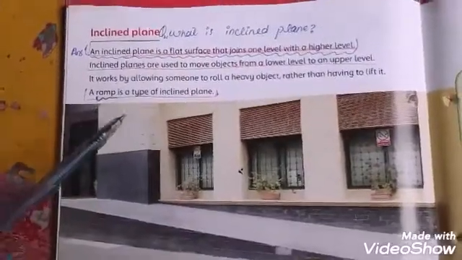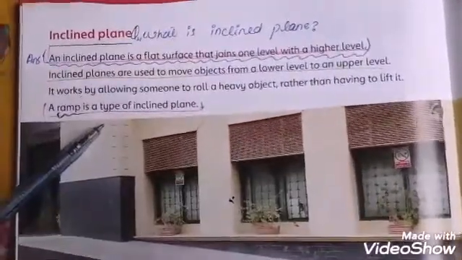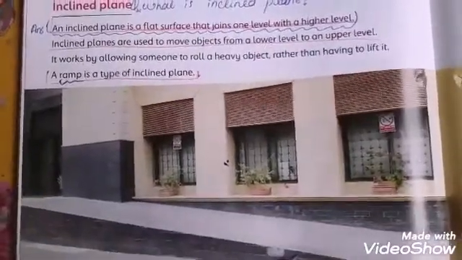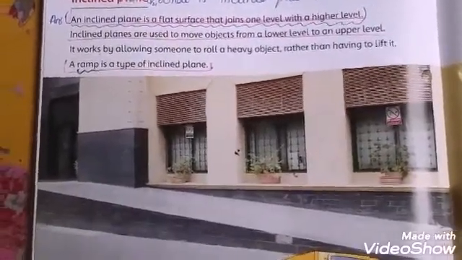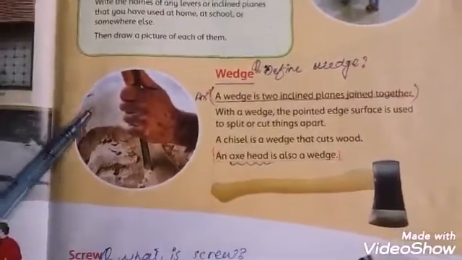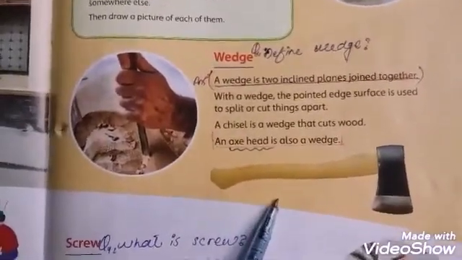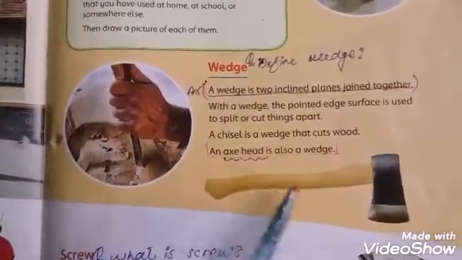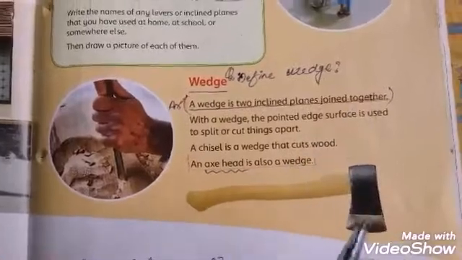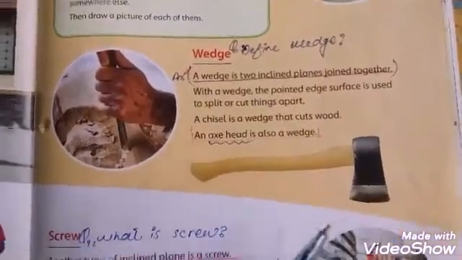Inclined plane is a flat surface that joins one level with a higher level. So a ramp is also a type of inclined plane, and these inclined planes are used to roll heavy objects. Now wedge. A wedge is two inclined planes joined together just like an X, and with a wedge the pointed edge is used to split or cut things apart just like this.